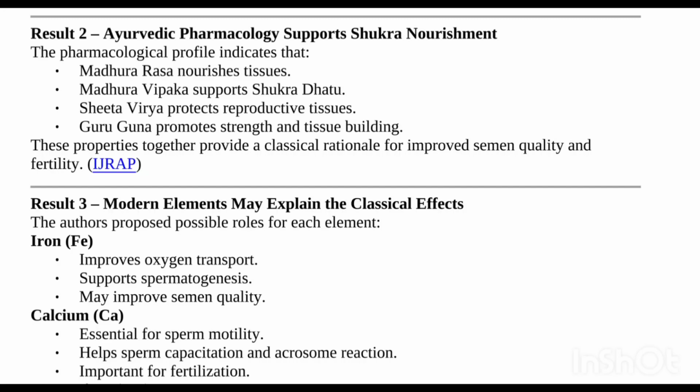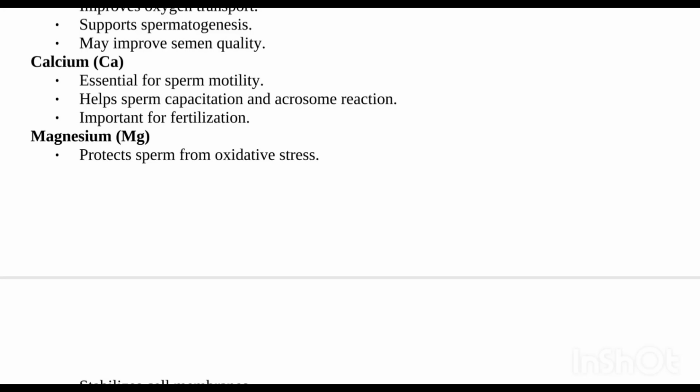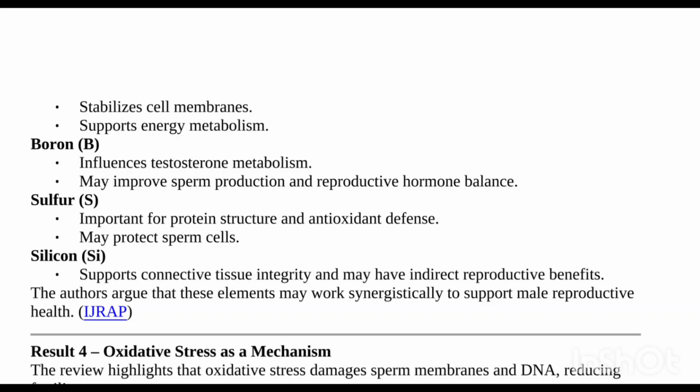Modern elements may explain the classical effect. The author proposed possible roles for each element. Iron improves oxygen transport, supports spermatogenesis and may improve semen quality. Calcium is essential for sperm motility, helps sperm capacitation and the acrosome reaction, and is important for fertilization. Magnesium protects sperm from oxidative stress, stabilizes cell membranes, and supports energy metabolism.